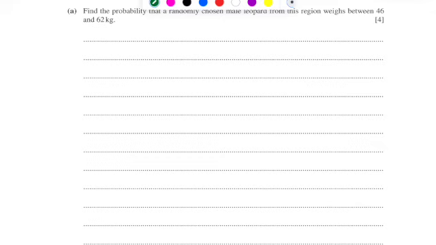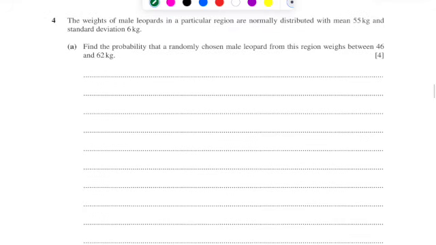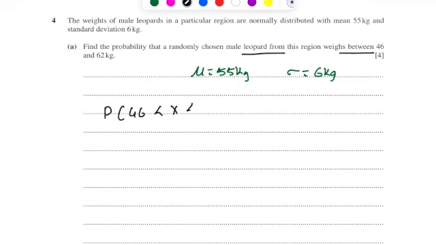Question number 4. The weights of a leopard in a particular region are normally distributed with a mean of 55 kgs and a standard deviation of 6 kgs. The mean is 55 kg and the standard deviation is 6 kg. Find the probability that a randomly chosen male leopard lies between 46 kgs and 62 kg.